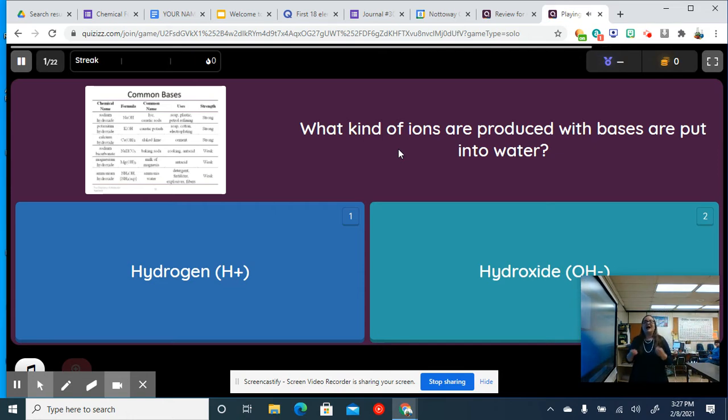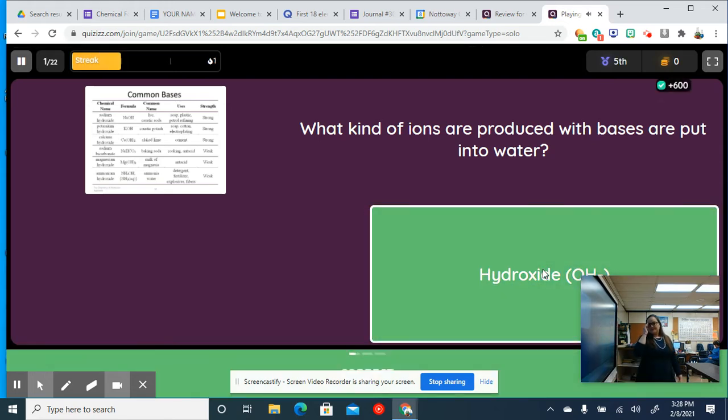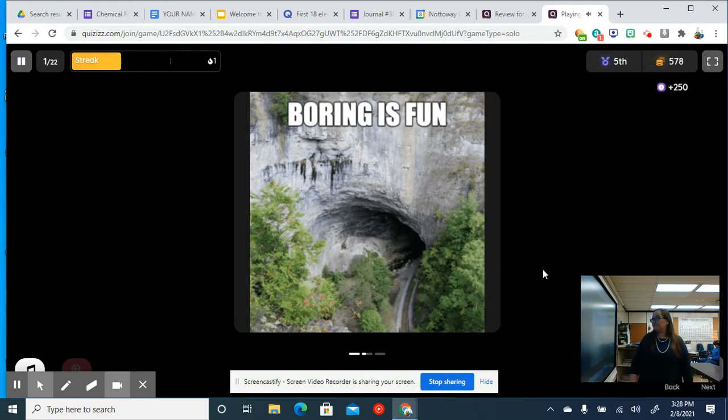For bases, I just remember "oh baby baby oh" is the lyrics for every boy band song ever. Boy band starts with B, bases start with B, and I hate boy bands, and that's really negative. So OH, hydroxide, are the bases. Boy band B, O, that's the right answer. I know it's dumb, but it works.